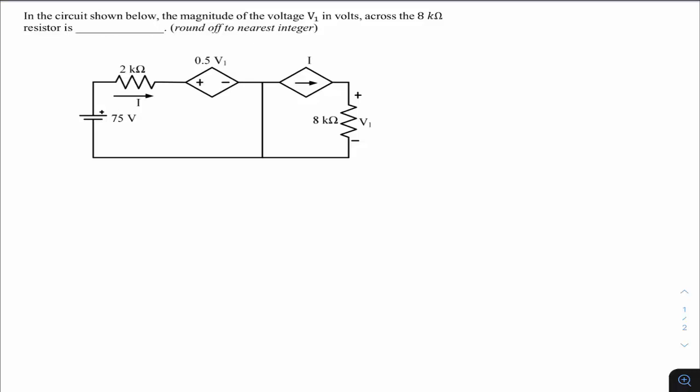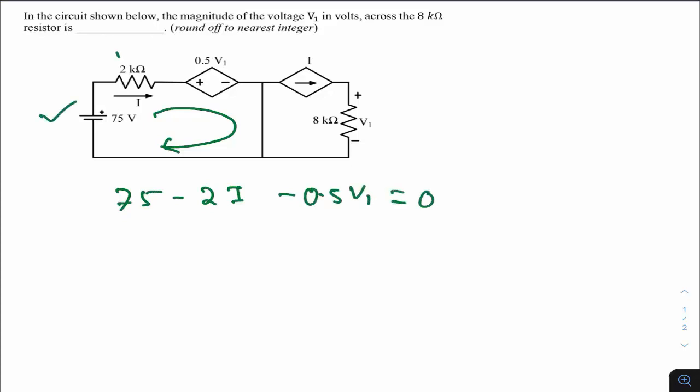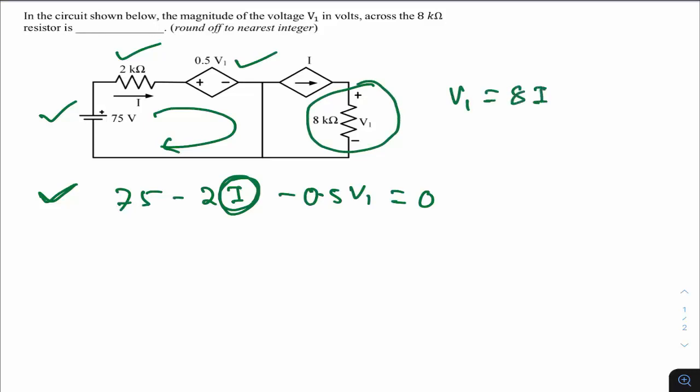So let me write a KVL equation in this particular mesh. If I do that, what will I get? 75 minus 2i minus 0.5 V1 equals 0. What I need is V1, right? So in this equation, to get V1, I need to express this i in terms of V1. If you observe this particular segment, I can say V1 is equal to 8i, because this current i is flowing through this segment. So V1 is equal to 8 into i.